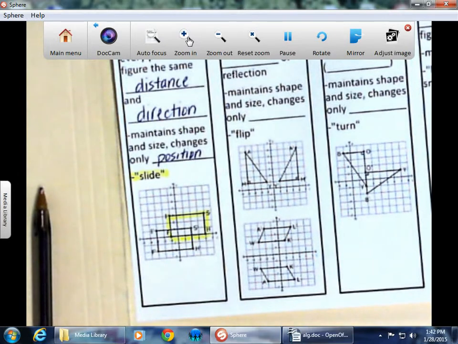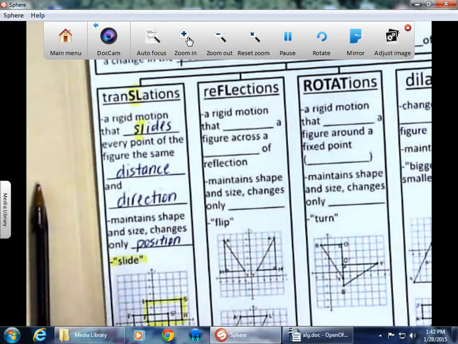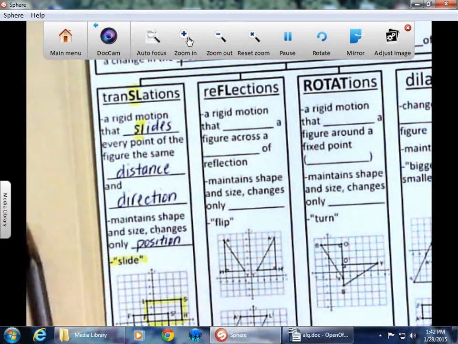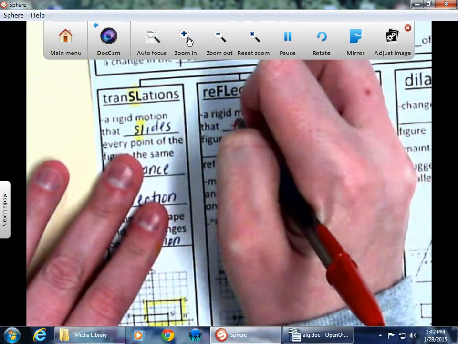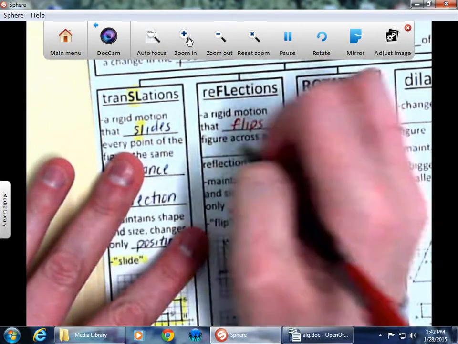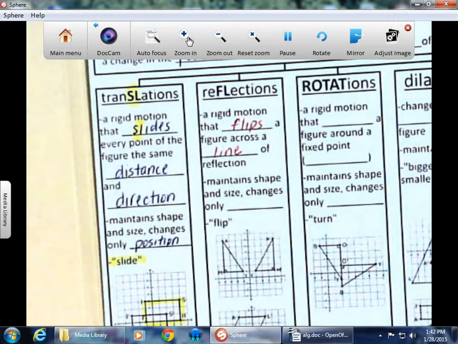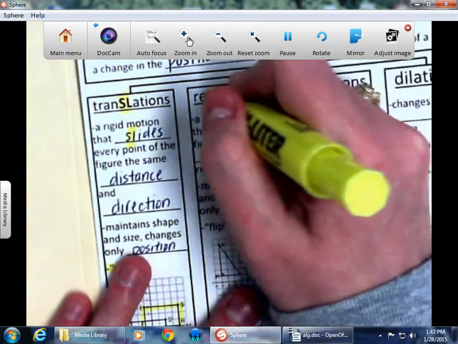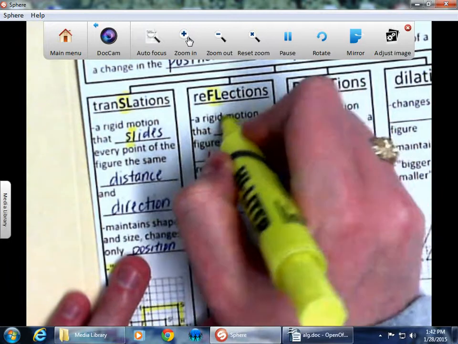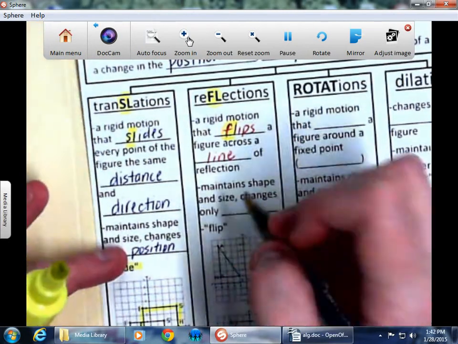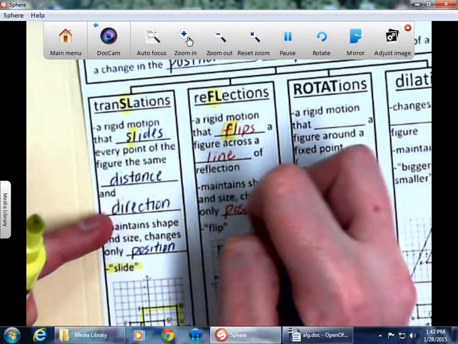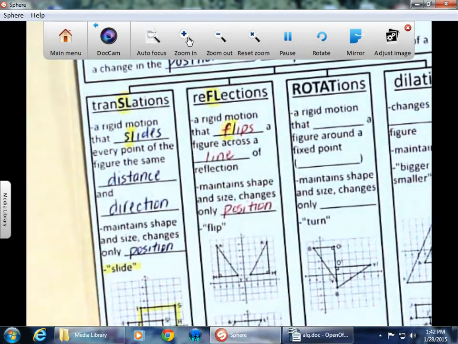Okay, so the next word is reflections. Reflections is a rigid motion that flips a figure across a line of reflection. So I want you to highlight the SL in reflections and highlight the SL in flips as your little hint there. When we have a reflection, it maintains the shape and the size and only changes position. So it's the same thing. When you flip something over, think about flipping a quarter. It just moves it, or it flips it over, but it doesn't change the size of it.